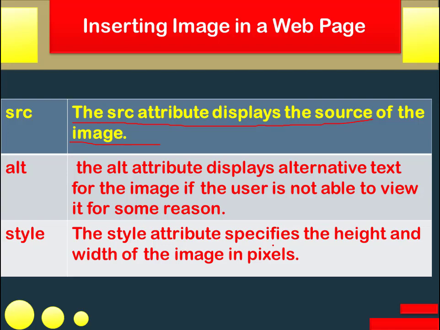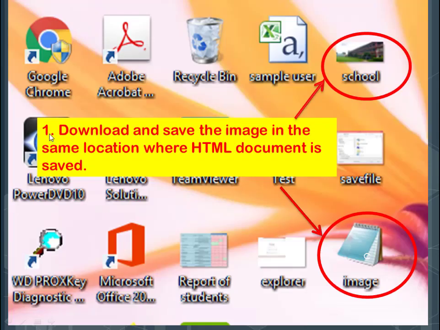The style attribute specifies the height and width of the image in pixels. It means how big or small an image you want to display can be controlled from here. You have to specify height and width in pixels, for example, 5000 pixels height and 3000 pixels width. That can also be done, but these two we are not going to learn here because they are not in the syllabus in this chapter. So alt and style we are not going to write in our course, but you now know what these attributes are used for. We are going to learn this src that shows the source of the image.